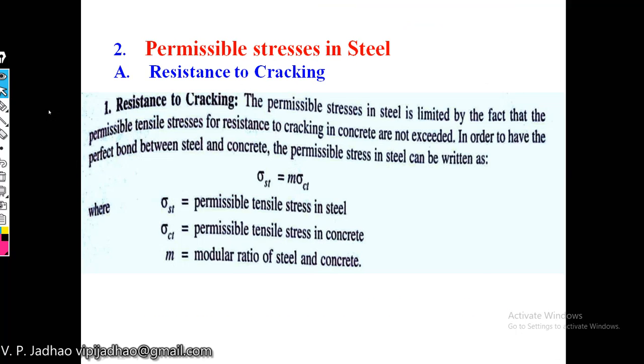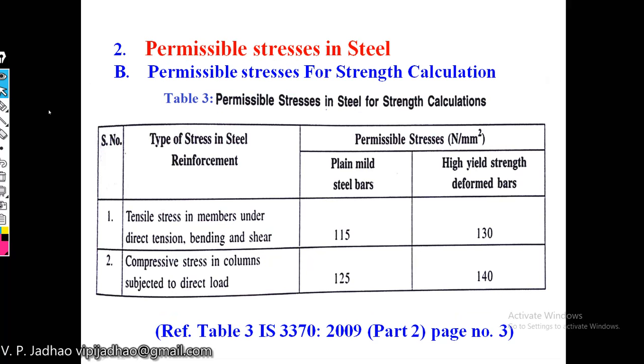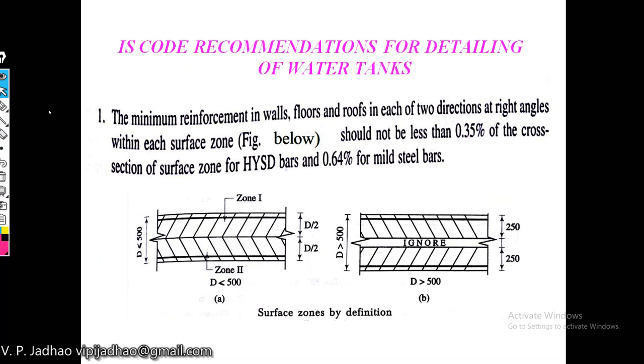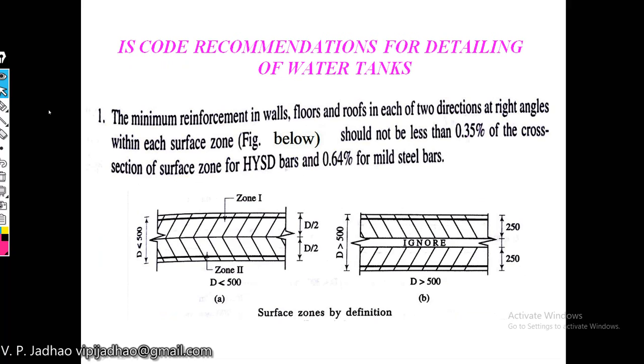These three tables I have explained earlier. These will be used for finding the values of maximum permissible stresses in steel and concrete. This will be used for steel. These are some general recommendations which we have already discussed. We have to keep in mind that the minimum steel reinforcement to be provided shall be minimum 0.35% of the cross sectional area of your member.